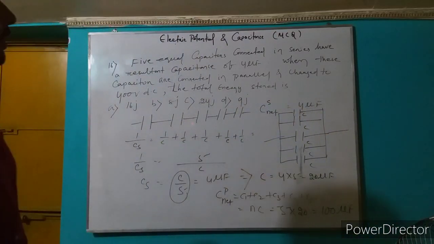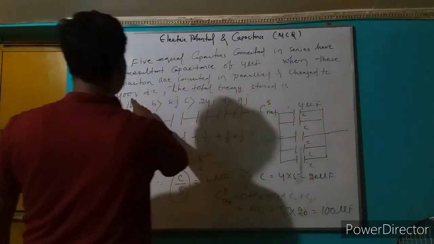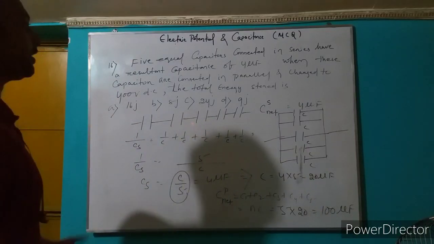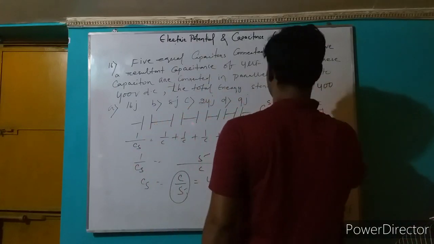Now, they are connected in parallel and charged to 400 volts. That means V equal to 400.